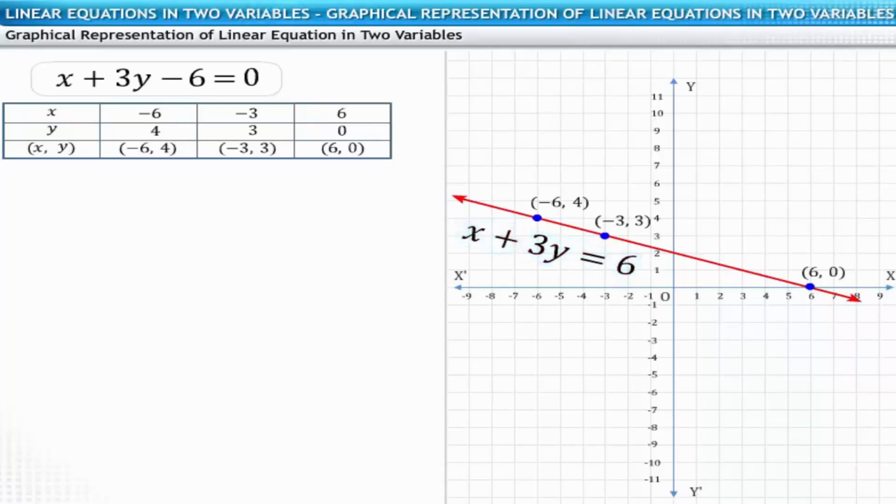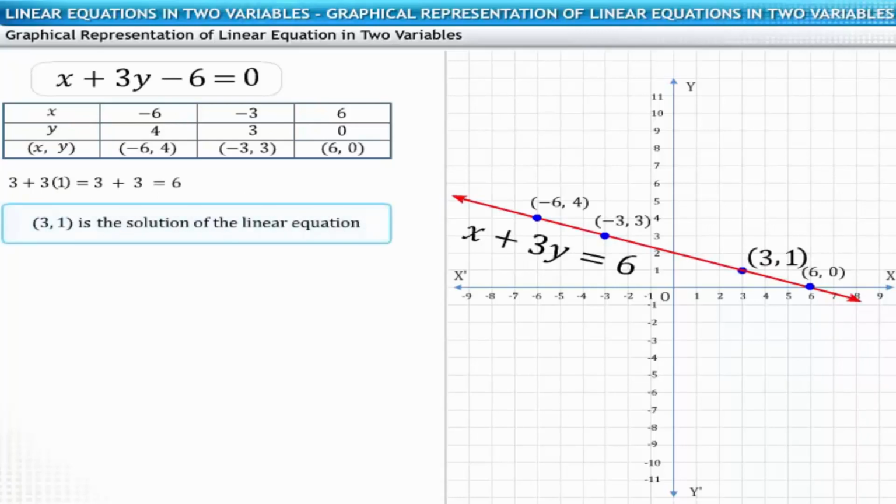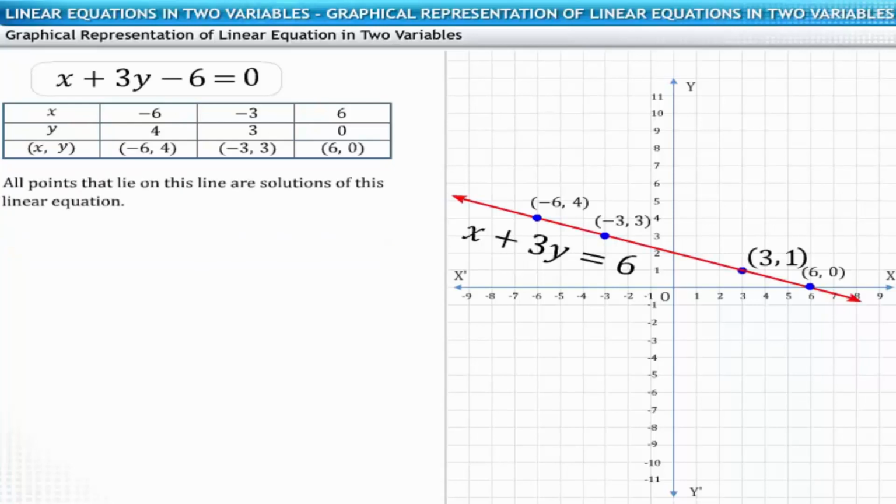It is general practice to write the equation along the line it represents. There are other points that also lie on the line. For example, the point 3, 1. Let's verify by substituting 3, 1 in the equation. The coordinates of this point also satisfy the linear equation, so we can say that 3, 1 is also a solution of the linear equation. Hence, all points that lie on this line are solutions of this linear equation.